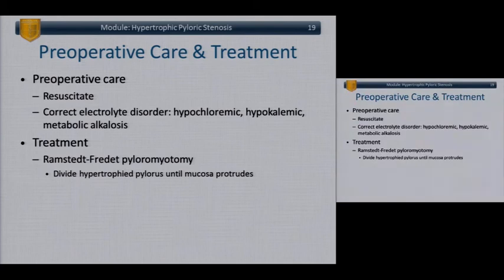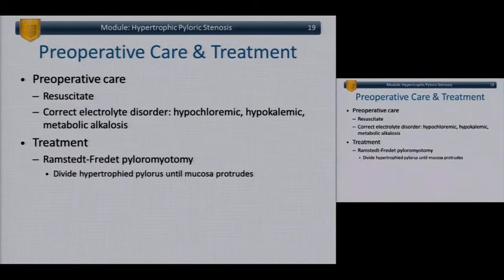Treatment has not changed in over 100 years. It's a pyloromyotomy. We just split that muscle. The only thing that's changed over the last 100 years is how you approach the pylorus. It used to be you did a right upper quadrant incision. Some surgeons still do that. It's a fairly safe way of doing it.